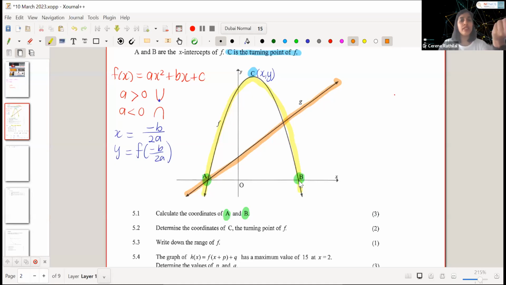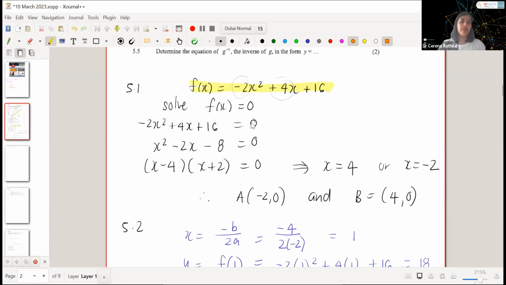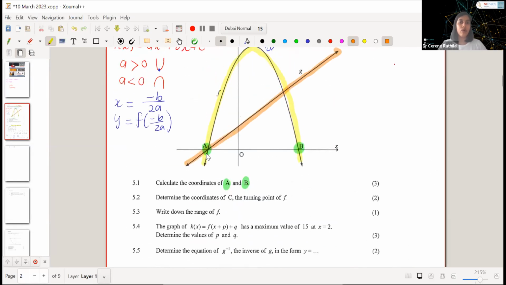In particular, I observed that A and B are the x-intercepts of the parabola, meaning they are the roots of the function. And that is why, in order to solve 5.1, we solved for the x-intercepts of f of x. We had equated f of x to 0. We had factorized, and we saw that the x coordinates for the intercepts were going to be 4 and negative 2. And that is how we solved for the coordinate of A as well as the coordinate of B. Then we went on to answer question 5.2. Question 5.2 said, determine the coordinate of the turning point.